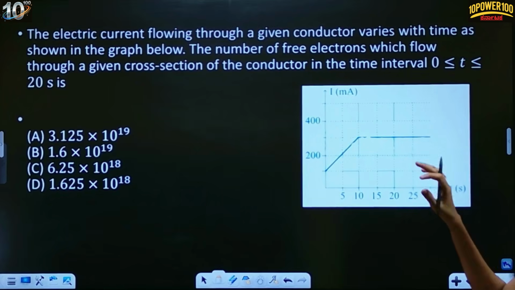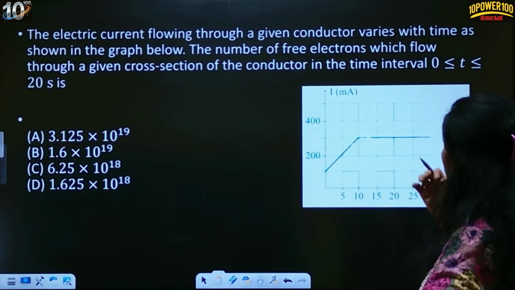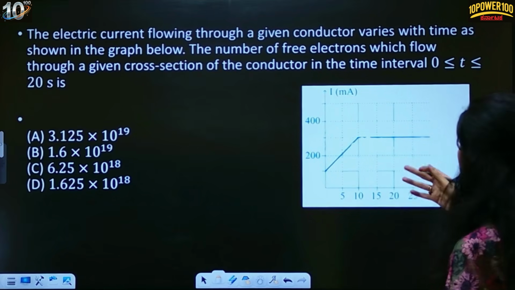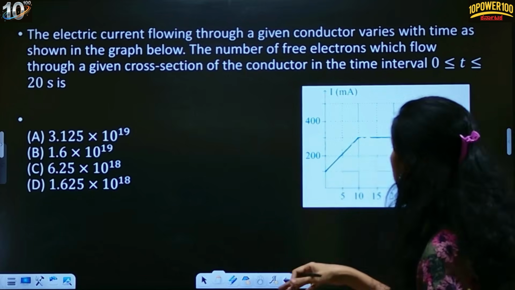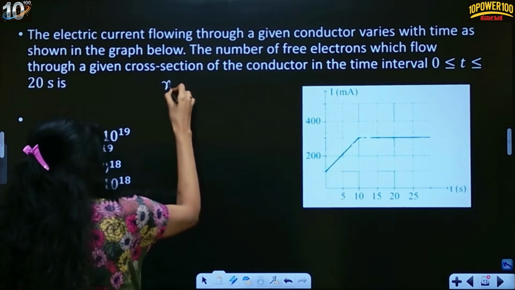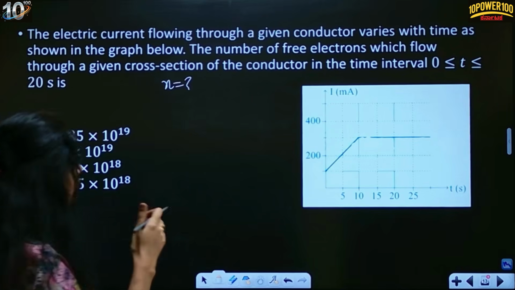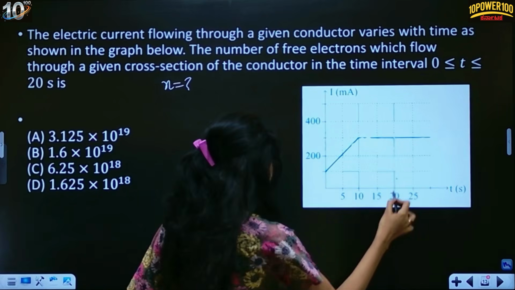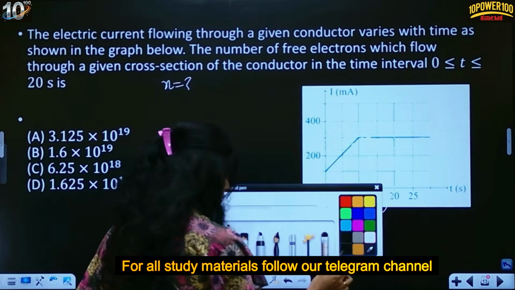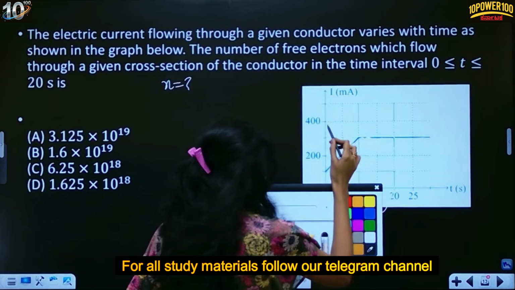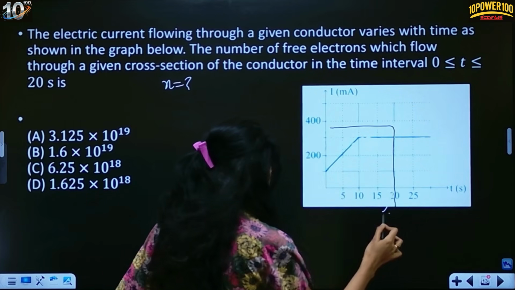Fine. Now, this question: electric current flowing through a given conductor in the time interval, the number of free electrons through a given cross section in the time interval is. So they're asking what's the number of free electrons, guys. The time interval is only between 0 to 20. Till here you can just take it. You can focus only on these till here.